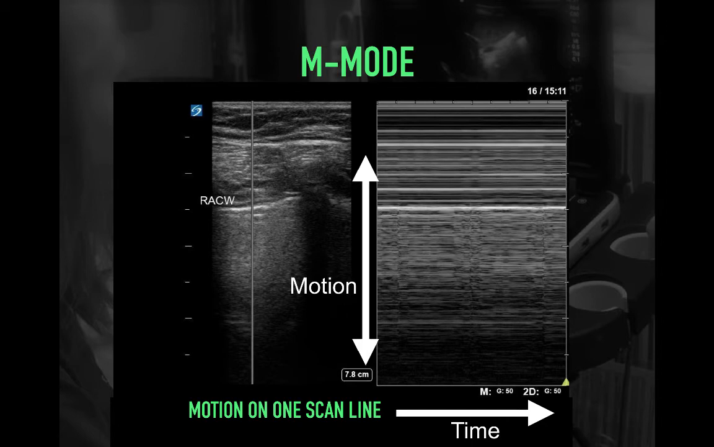We have M mode here of a lung with the time in the x-axis and the imaging plane in the y-axis. This helps us see a seashore sign where the pleura is constantly moving. This is really one scan plane repeated over time. This can also be used to interrogate LV wall thickness as long as you are perpendicular to the LV wall, and can be looked for early diastolic collapse of the right ventricle and tamponade.